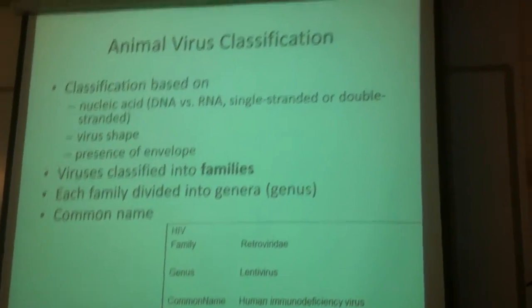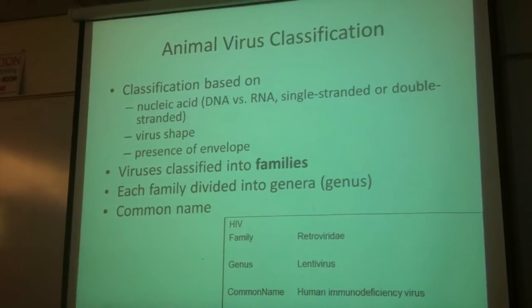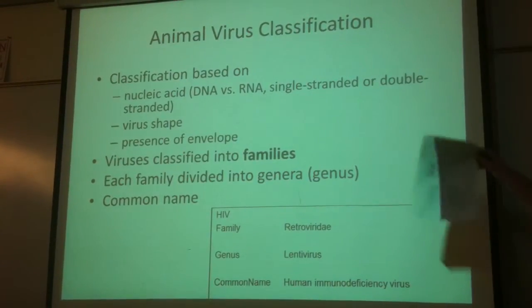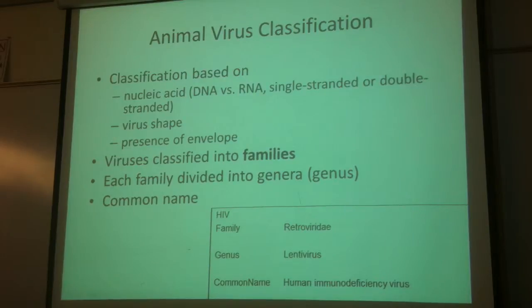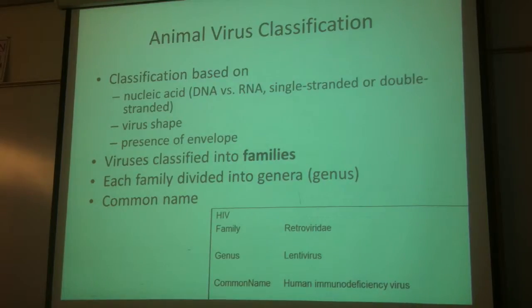So what are the levels? You start with kingdom. Kings play chess on fine green silk: kingdom, phylum, class, order, family, genus, species. Viruses only go down as far as family. Okay, so this is HIV, just to give you the broad family, genus, and common name: human immunodeficiency virus.